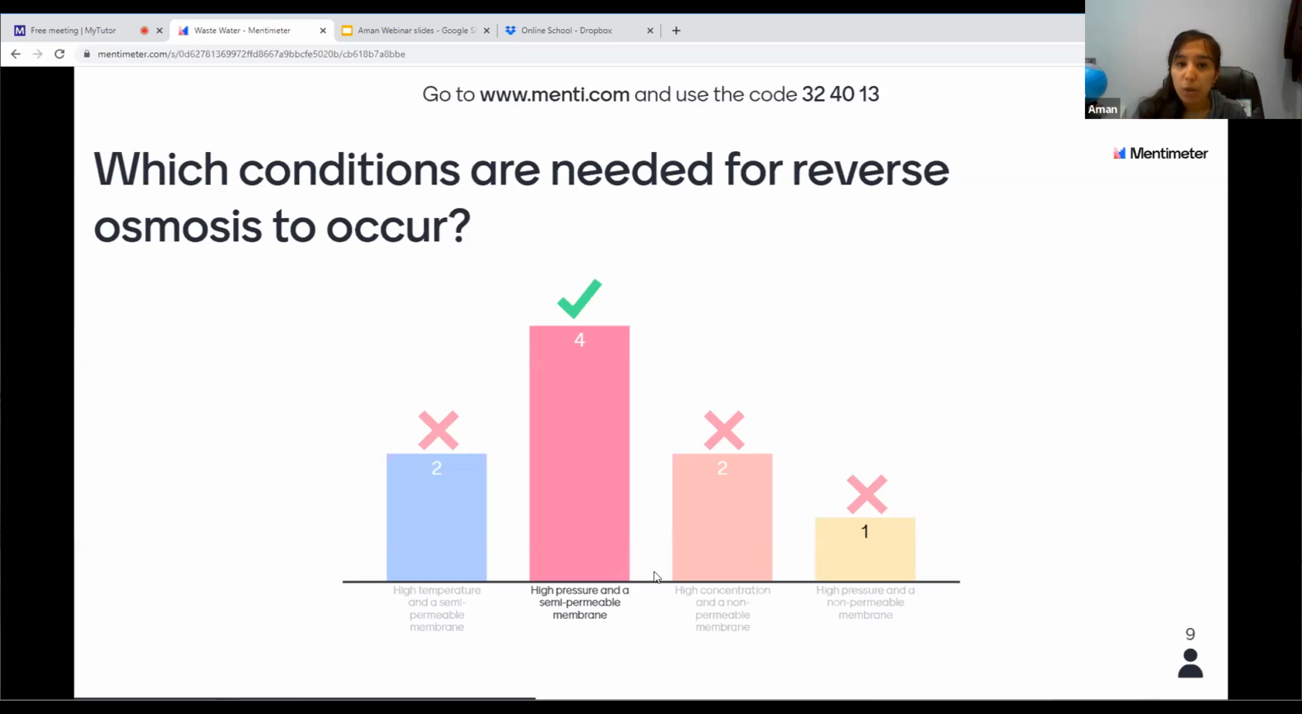So reverse osmosis is the opposite, where we get water going from a high concentration, which is seawater, into a lower concentration. And for that to occur, we need a high pressure to overcome normal osmosis so that we can do it in the backwards direction. And we also need a semi-permeable membrane. And that semi-permeable membrane allows only water to get through and nothing else. So that's why it's called semi-permeable. So well done.